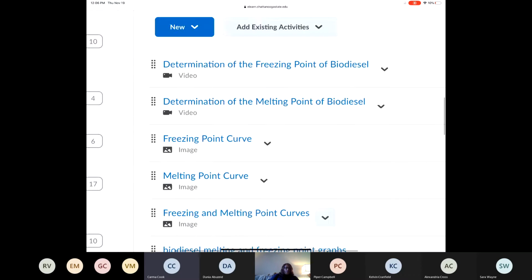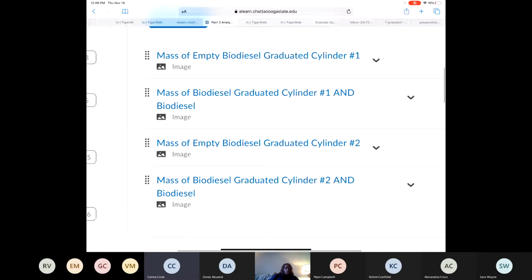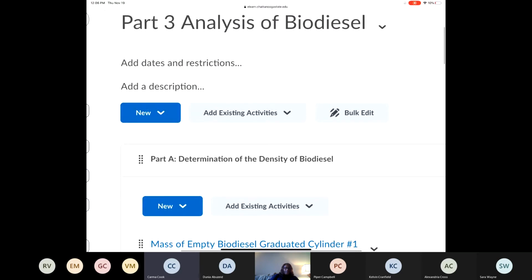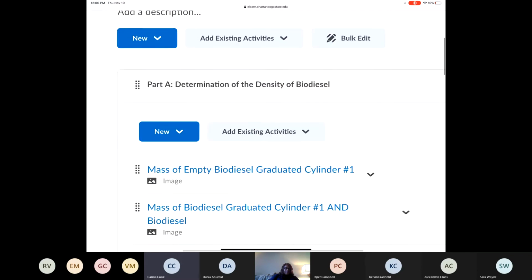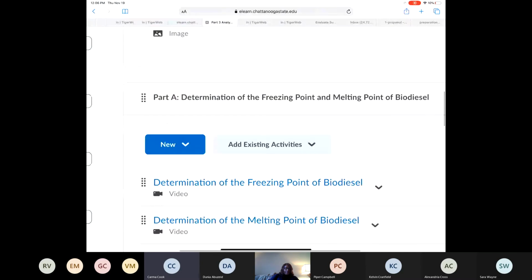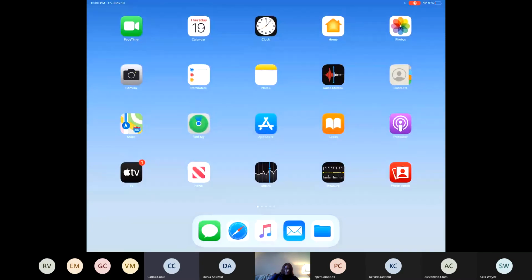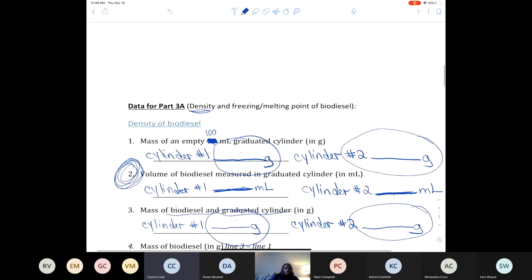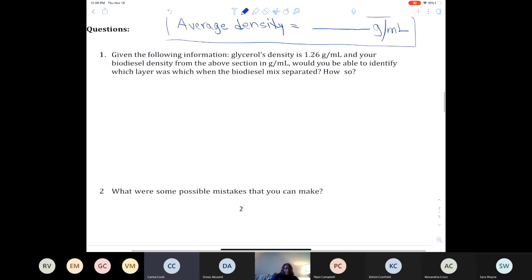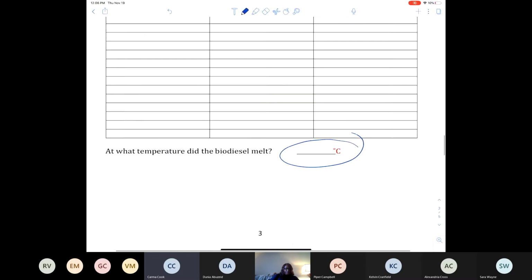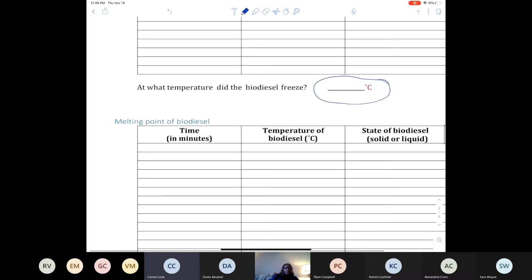Okay, so go ahead and complete your determination of density of biodiesel under part 3, analysis of biodiesel. Complete the density determination, the freezing point and melting point determinations. And then once you're done watching those videos and viewing those pictures, you are to complete the data for part 3A and the 2 questions, the data for the freezing point and melting point, and then return to the general meeting room.